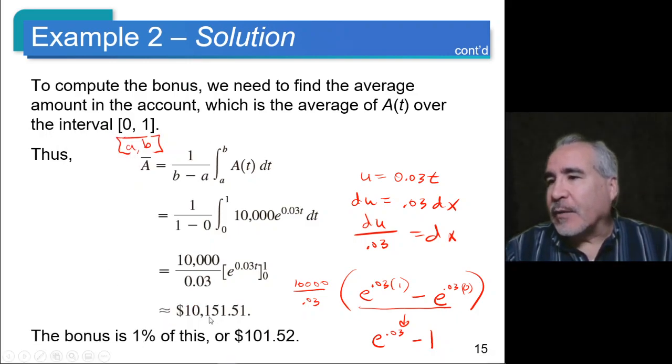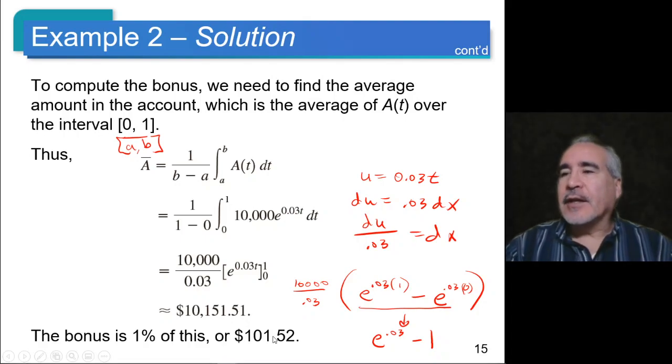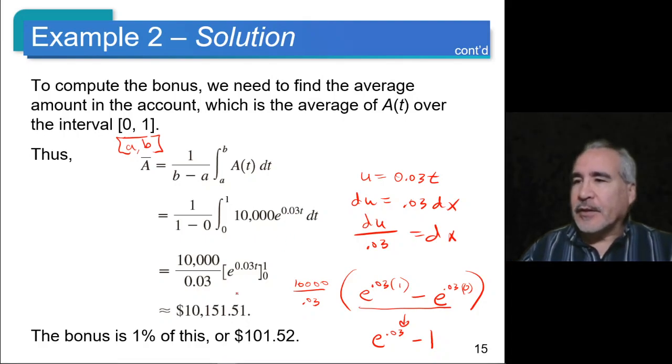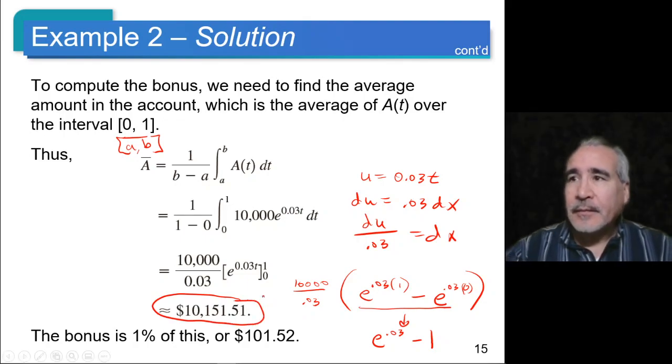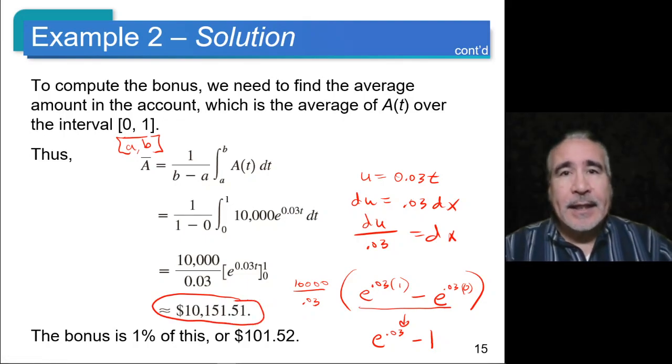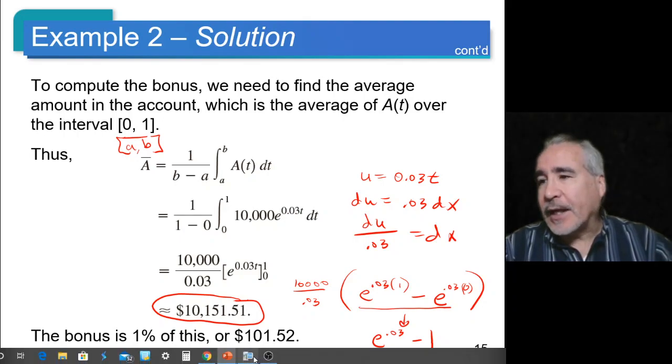So then you take 1% of this total amount, you get 101. For our problems, we're going to be stopping here because what we're going to be asking for is the average value. Okay, so I want to go back and do this one with technology, with the graphing calculator.